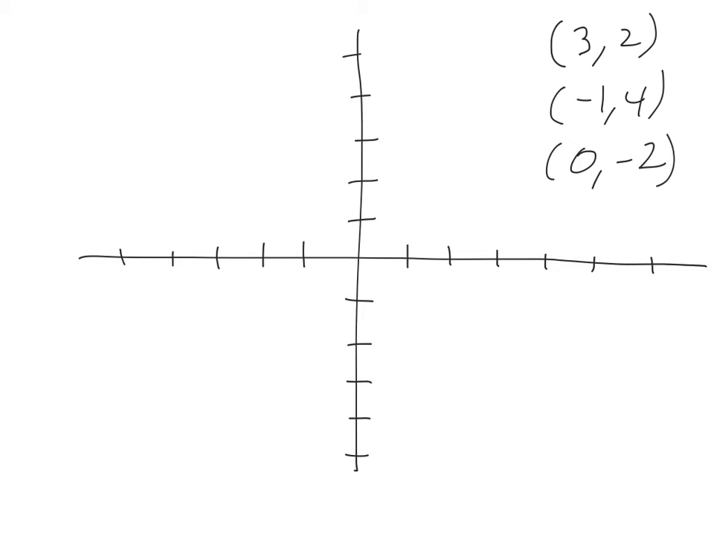Alright, let's see how you did. 3, 2, you would have gone over 3 and up 2. There's the point 3, 2. Negative 1, 4. You would have gone back negative 1 and up 4. 0, negative 2 says don't go anywhere, just go down 2. So there is 0, negative 2. Hopefully that's what your graph looked like.